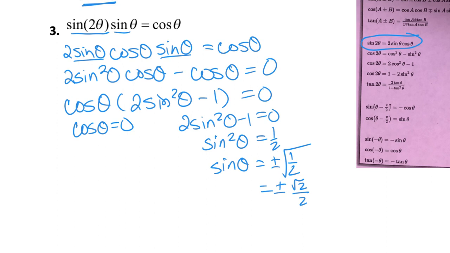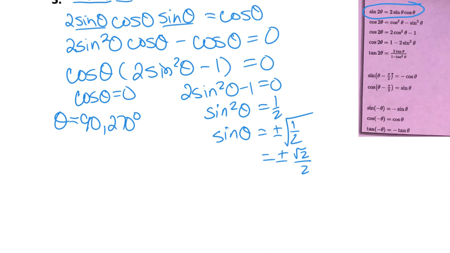So cosine, where does cosine equal 0? Cosine equals 0 at 90 degrees and at 270 degrees. Okay, then down here, where does sine equal plus or minus the square root of 2 over 2? Well, that's going to be at 45 degrees, 135 degrees, 225 degrees, and 315 degrees. I think those are all the 45s.